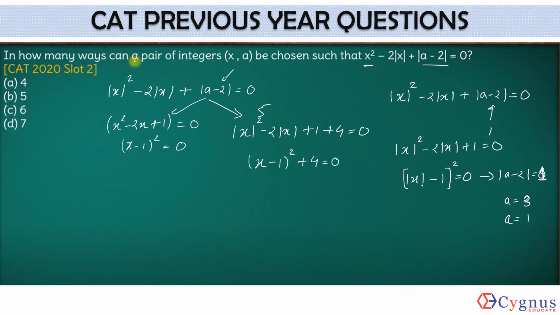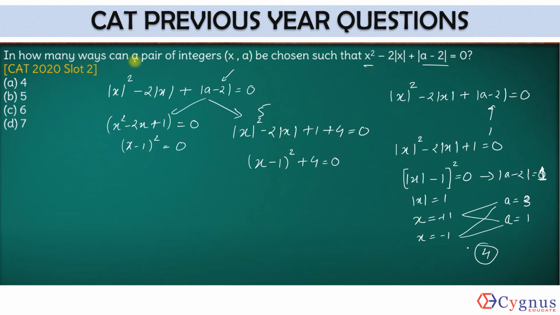And what about the value of x? Mod of x minus 1 whole square is equal to 0. That means mod of x is equal to 1. Now mod of x will be equal to 1 when x becomes what? Plus 1 or when x becomes minus 1. So how many pairs you are going to get here? x 1, a 3 or a 1. Next, x minus 1 and a 3 or a 1. So I get 4 pairs.